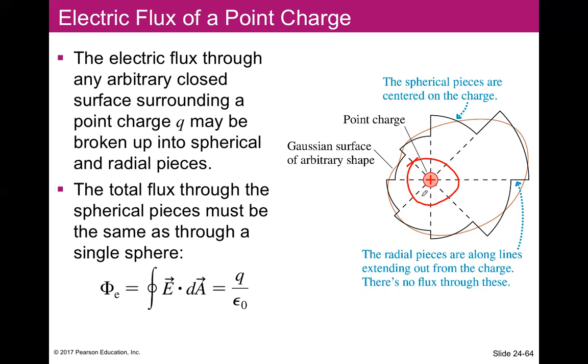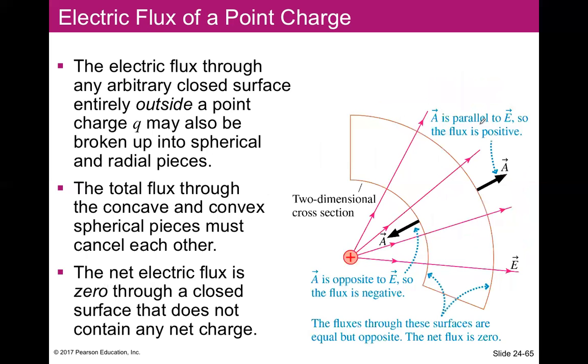Because you can imagine the flux is just the number of field lines. So the number of field lines should be the same on the red surface compared to the black surface. The field lines are going to infinitely far away if you have a charge like this. So any field line that goes through the red surface should go through the black surface. So they should have the same flux.